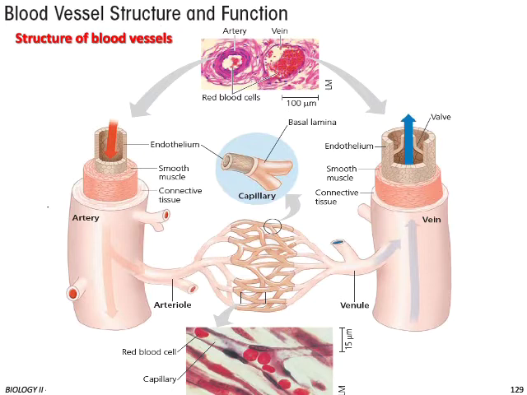Blood vessel structure and function. As you can see, the artery is covered by a lot of layers, including a connective tissue layer, followed by muscles, then the endothelium. This artery can be broken down into arterioles that soon break down into capillaries, and the capillaries are very narrow vessels, actually one cell thick, to allow the passage of the blood to every single cell inside our body.